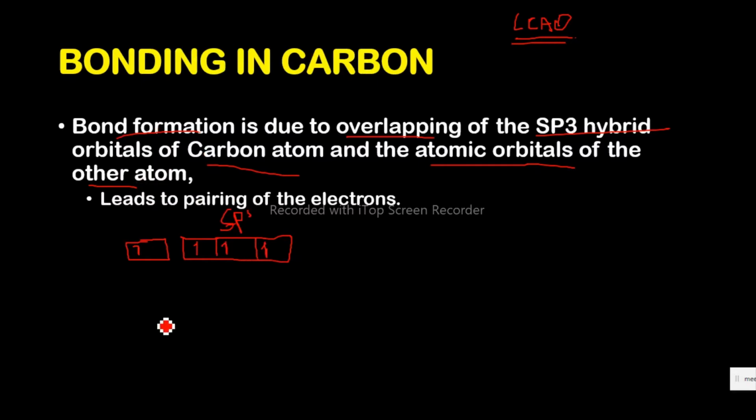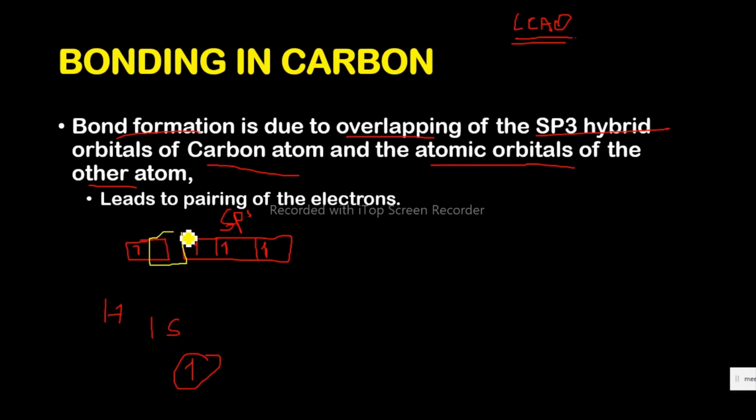For bonding to occur, the other atom must also have orbitals with unpaired electrons, and these orbitals must be in a suitable orientation such that the orbitals of this atom overlap. Let's say it is hydrogen, which is 1s, so it has an s orbital with just one electron. So the s orbital must come and overlap. Let me illustrate it with this.